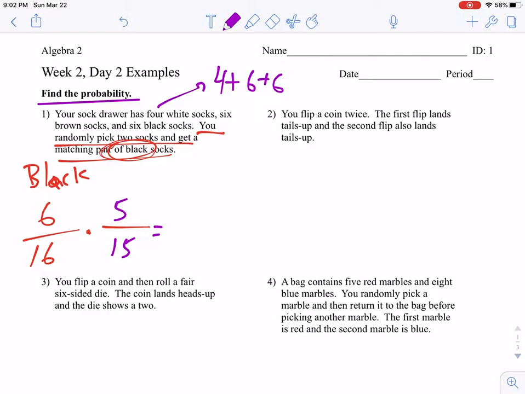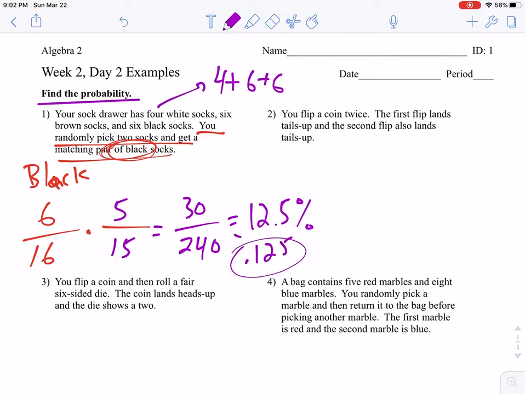So all you have to do is multiply straight across with these fractions. I know a lot of people hate fractions, but you just have to multiply straight across. But on the answer sheet, you're never going to see something like that. 30 over 240 is never going to be an okay answer for math class. So this one would be 12.5%, or if you got a decimal, that would be okay as well. 0.125 would be acceptable.